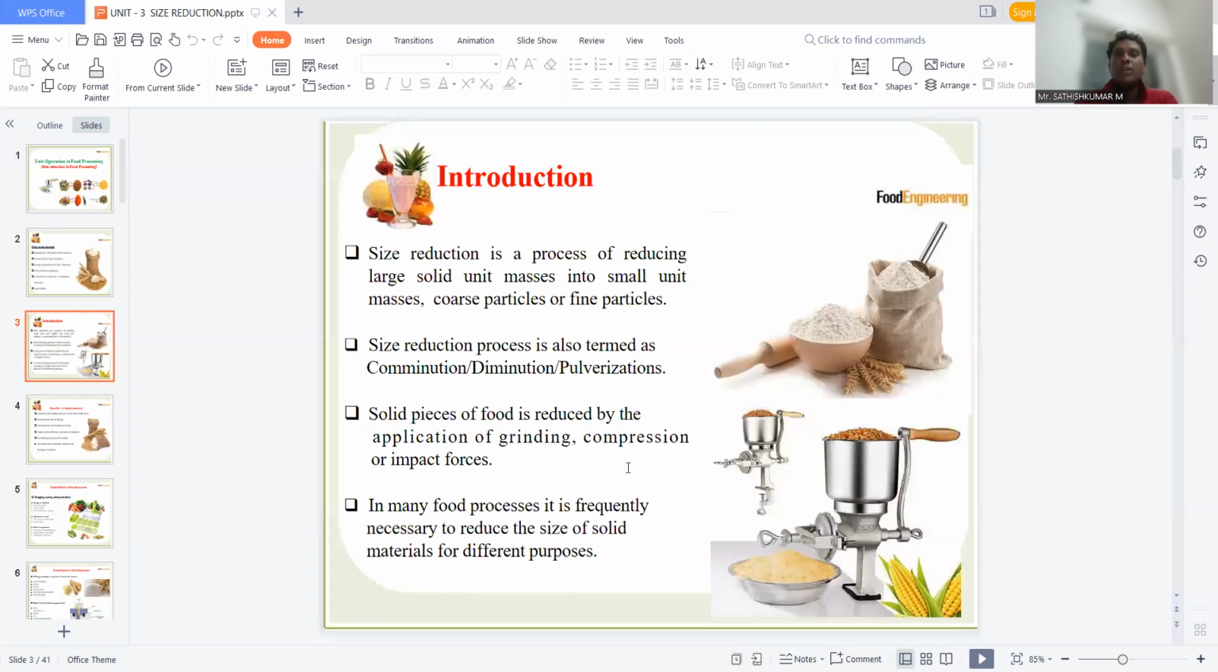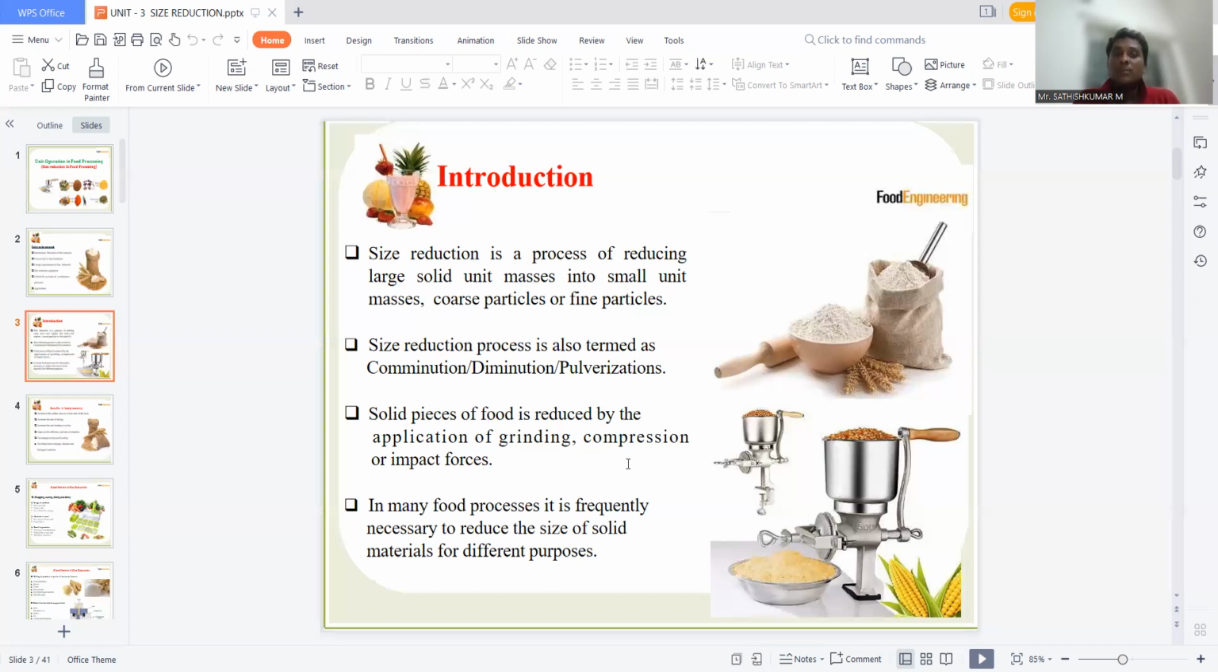First we are going to see the basic introduction to size reduction. Size reduction is the process of reducing large solid unit masses into small unit masses, or coarse particles or fine particles. Size reduction is also termed as comminution, disintegration, and pulverization.